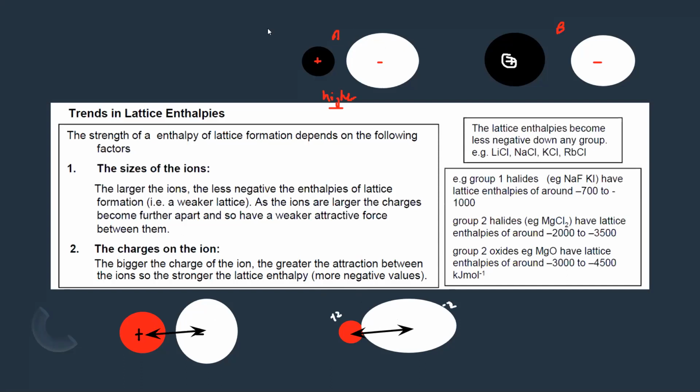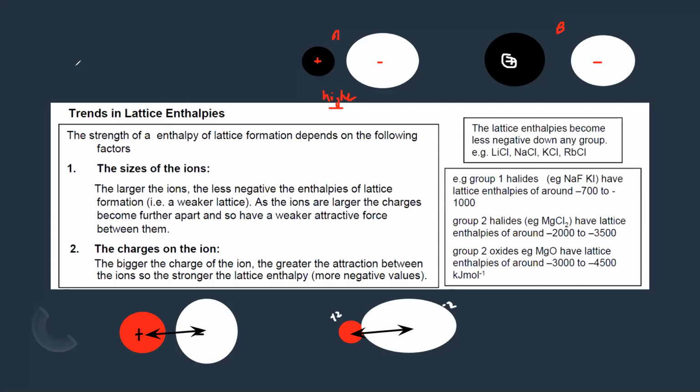So the first factor is the size of the ions. The larger the ions, the less negative the enthalpy. Less negative means weaker attraction, so a small amount of energy will be released when ions come closer. But if ions come very close to each other, they release a greater amount of energy, or strong attraction will be there. As the ions are larger in size, they are further apart, so it's a weak attraction. And the second thing, the charge on the ions: the greater charge on the ions results in greater lattice energy, or more negative.